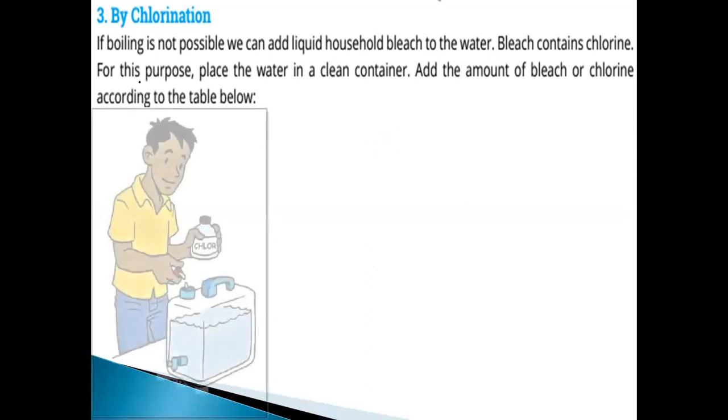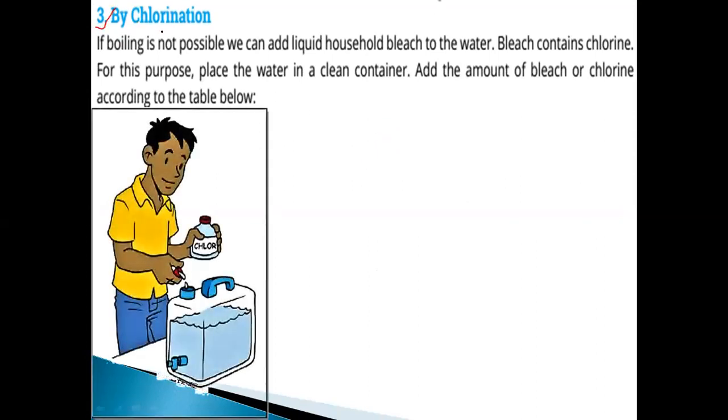The next process we will see here is chlorination. If boiling is not possible, we can add liquid household bleach, the bleach we use for bleaching clothes, into the water. There is a method for how to use it, because it is a dangerous chemical. Actually chlorine is a gas which is present in liquid form in the bleach we use at home, mixed with other chemicals.